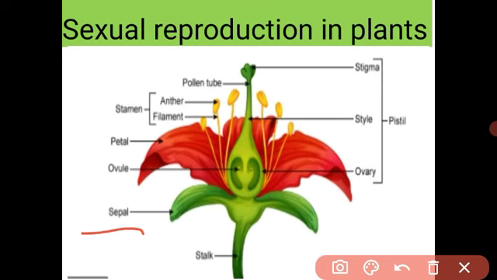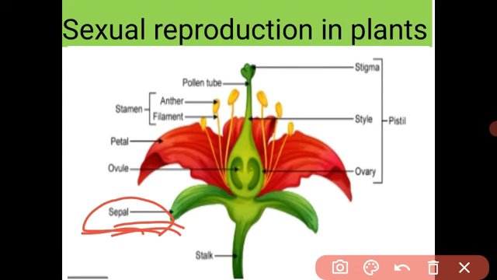Next part of the flower is the sepal. Have you seen the flower? Most of the time, when the flower is in the bud condition, the green sepals cover it and protect the internal parts. This lowermost green part of the flower is called the sepal. Sepal is most of the time green in color. It is a leaf-like structure. Got it? It encloses the flower when the flower is in the bud condition and provides the necessary protection.